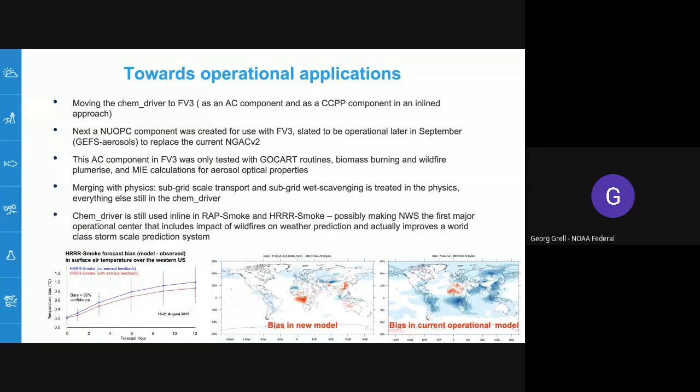Finally, the chem driver is still used inline in RAP smoke and HRRR smoke. And this possibly makes the National Weather Service the first major operational center that actually includes the impact of wildfires on weather prediction, and actually improves an already world-class storm scale prediction system. On the left, lower left, the red line is the temperature bias when the aerosol feedback is included.